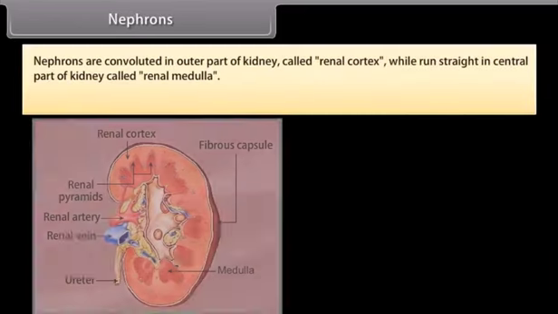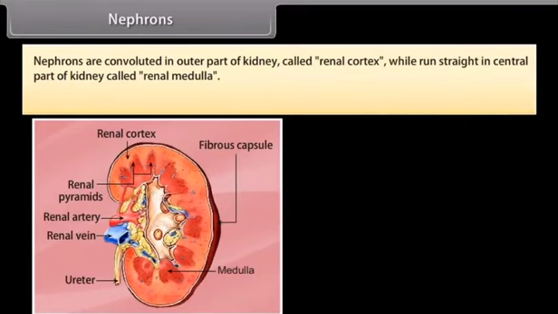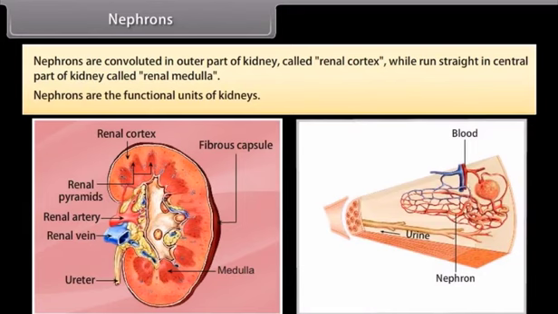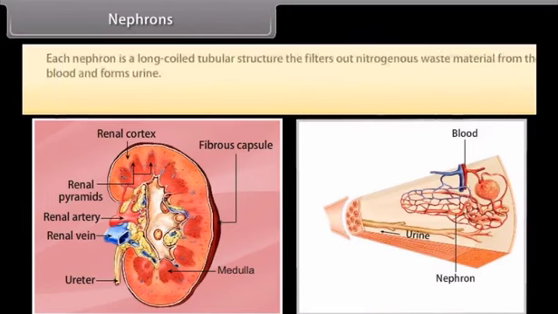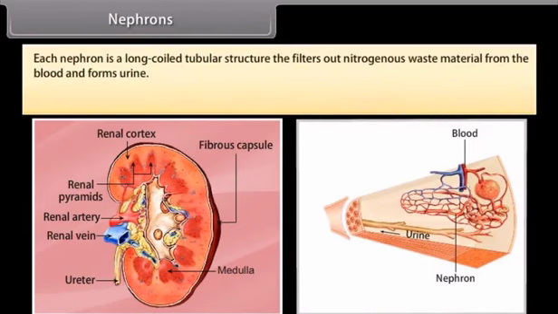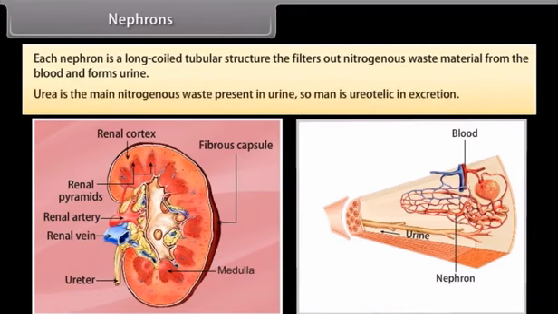Nephrons. Nephrons are convoluted in the outer part of the kidney called the renal cortex, while they run straight in the central part of the kidney called the renal medulla. Nephrons are the functional units of kidneys. Each nephron is a long coiled tubular structure that filters out nitrogenous waste material from the blood and forms urine. Urea is the main nitrogenous waste present in urine, so man is ureotelic in excretion.